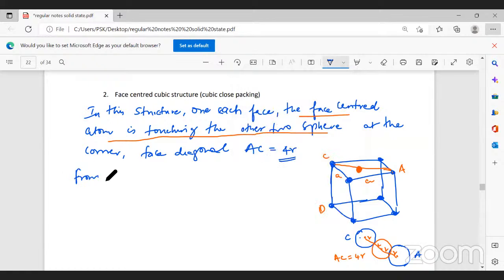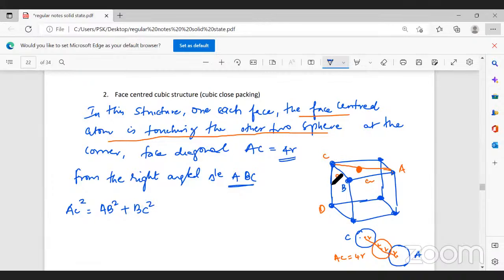Now, from the right-angled triangle ABC, this is A, B, and C. This is a right-angled triangle. Now, what will be AC? AC square will be equal to what? AB square plus BC square. What is that theorem called? Pythagoras theorem. Yes. AC square will be equal to AB square plus BC square. So AC will be the square root of AB square plus BC square. Yes or no? Yes, sir.